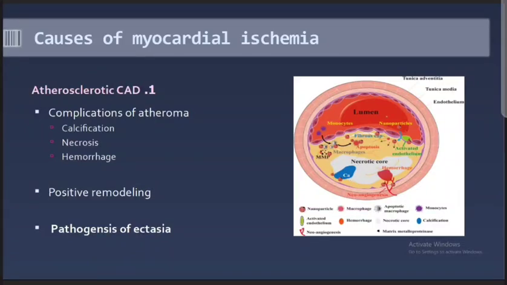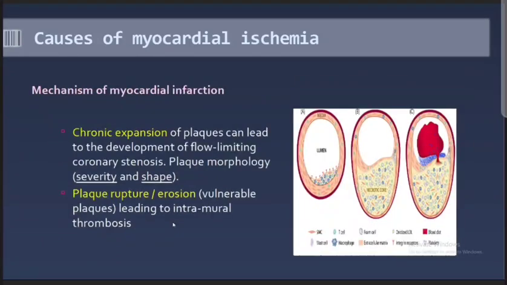Here we have to understand two important points: the positive remodeling and the pathogenesis of ectasia. Let us first proceed with the myocardial ischemia. The mechanism of myocardial ischemia and infarction in cases of atheroma is either chronic expansion of the plaques that can lead to development of flow-limiting coronary stenosis. This means that the atheroma starts to increase in size and encroaches more and more on the lumen. This leads to a reduction of the lumen caliber, and this will lead to ischemia.